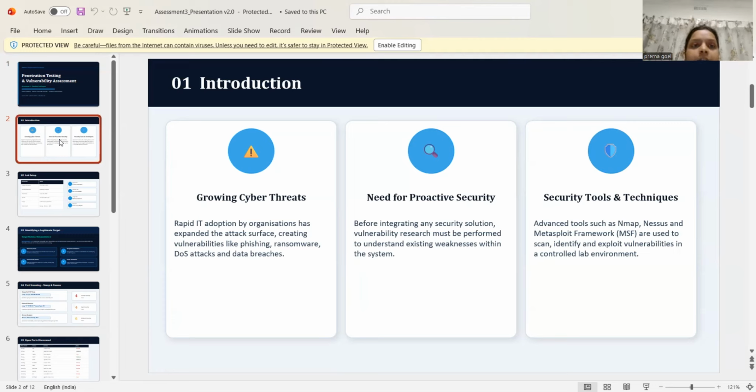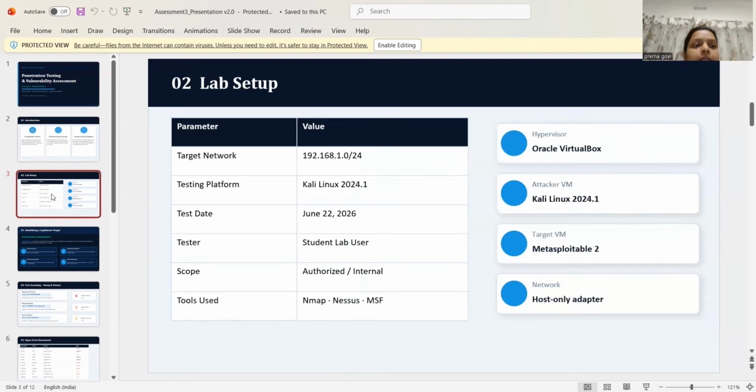a controlled environment. So, here is our third slide, which is lab setup. In this slide, I explain our lab setup. We used Kali Linux for the attacker machine because it contains many security testing tools. And the target machine was Metasploitable 2, which is intentionally vulnerable for practice. Both virtual machines were hosted on Oracle VirtualBox using a host-only network.